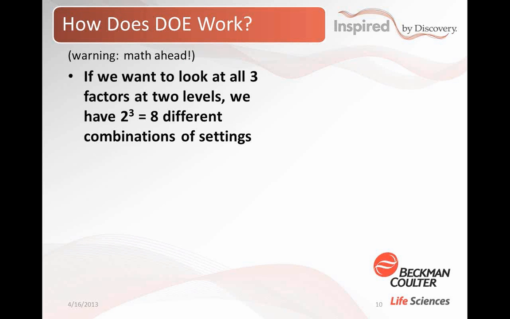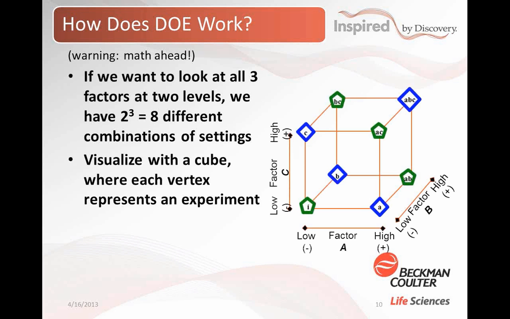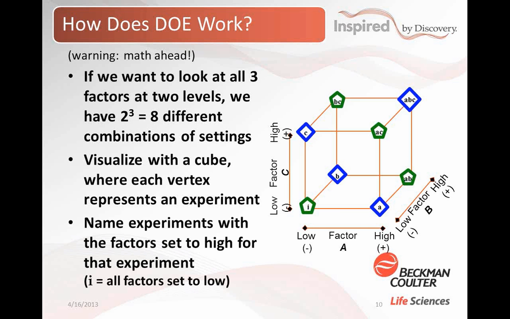So looking at all 3 factors at 2 levels, we have a 2 to the 3rd, or 8 different combinations of settings. And we visualize this with a cube, where the vertices of the cube represent experiments. So the vertex labeled A, for instance, is where we've left everything at the low setting except for factor A, and we've set it to high. Likewise for B and for C. Then the combinations are multiple letters. So the far vertex, A, B, C, is where we have set all 3 factors to the highest setting. The experiment that is labeled with I is where everything is set to low. So that would be our kind of minimal variation.